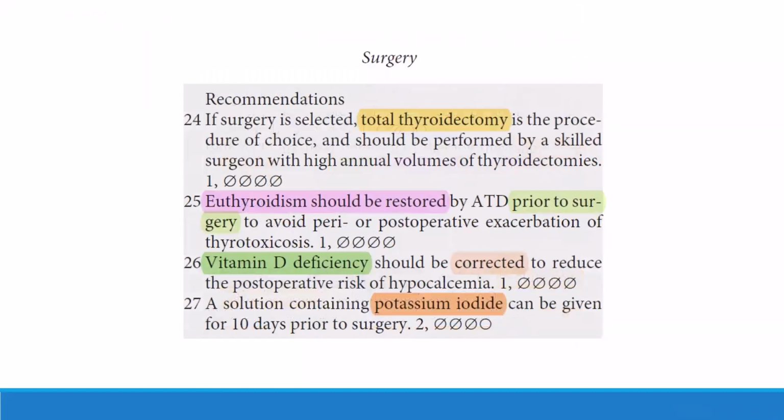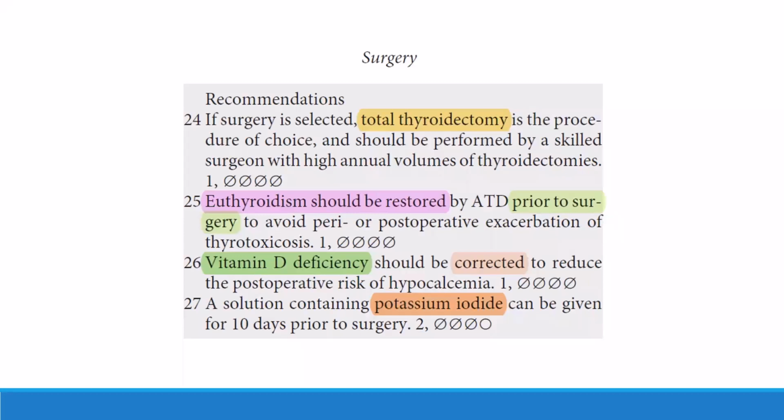Surgery is another very important modality for treatment of Graves' disease. If surgery is selected, total thyroidectomy is the procedure of choice. Subtotal thyroidectomy is obsolete nowadays. Euthyroidism should be restored by antithyroid drug prior to surgery to avoid peri- or post-operative exacerbation. Also don't forget that vitamin D deficiency should be corrected before surgery to avoid the risk of hypocalcemia.